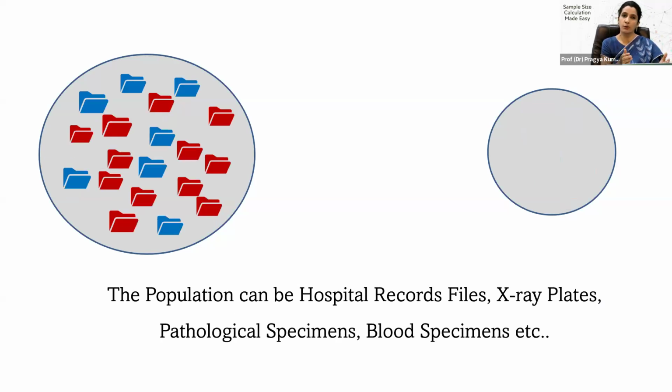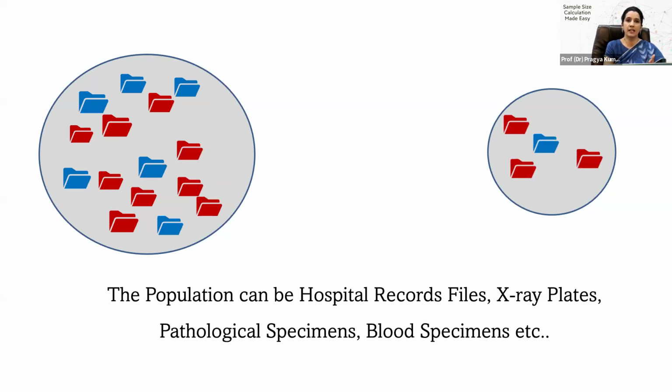This sample, although in my case it was children, could be any sample. So a sample can be a hospital record if I am doing a record-based study. It can be an X-ray plate, if my study subject or study unit is the X-ray plate. In case of pathology, microbiology, or biochemistry departments, it can be a pathological specimen. So the study unit is not always a person. It depends from department to department. The study unit or the population can be an X-ray plate, a pathological specimen, a blood sample, or any other record. Similarly, I have selected these samples from a bigger population.